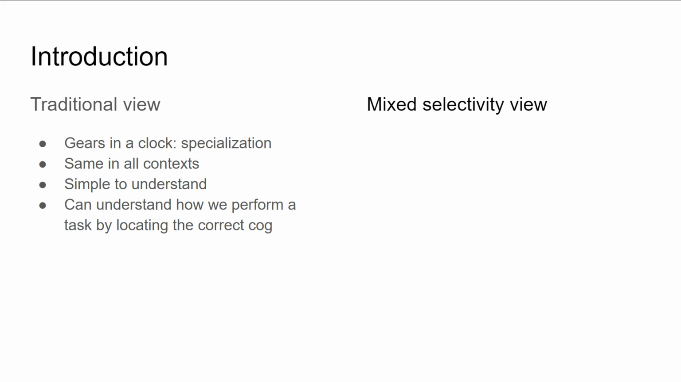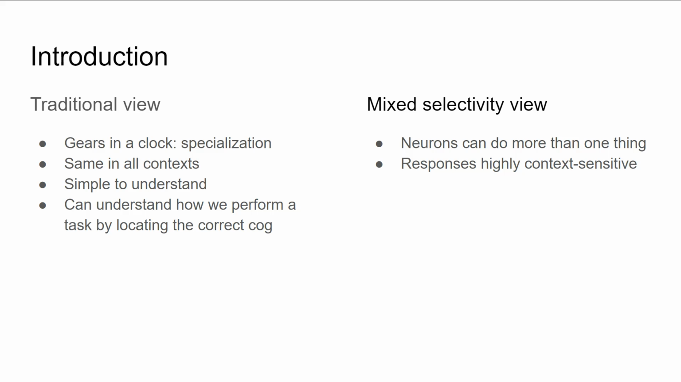Then there's the mixed selectivity view. A little bit more complicated. It says that neurons can do more than one thing, right? So one neuron might be doing many different tasks and to varying degrees of success. The responses are in this highly context-sensitive sense. So they might be sensitive sometimes, totally not sensitive other times.